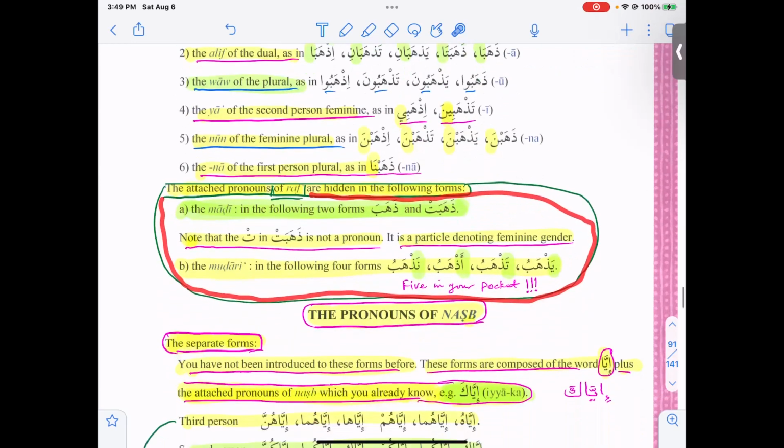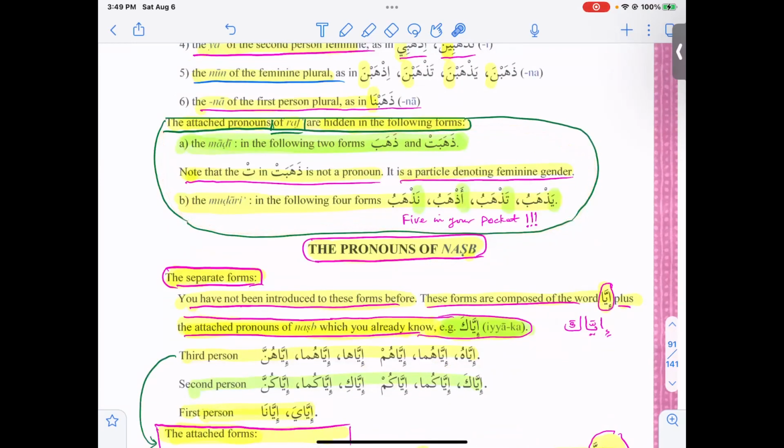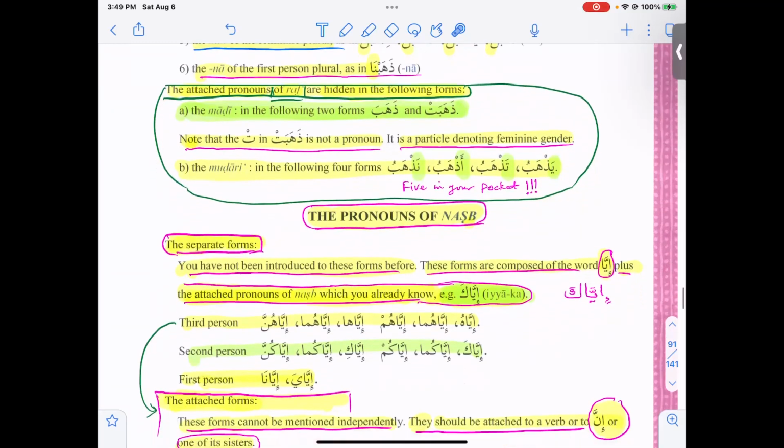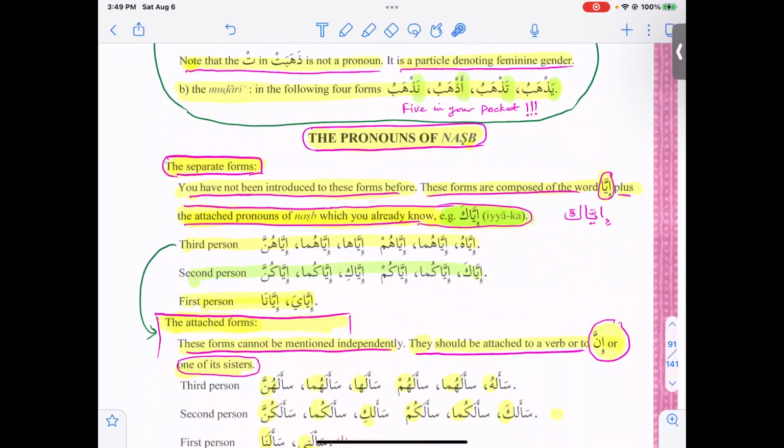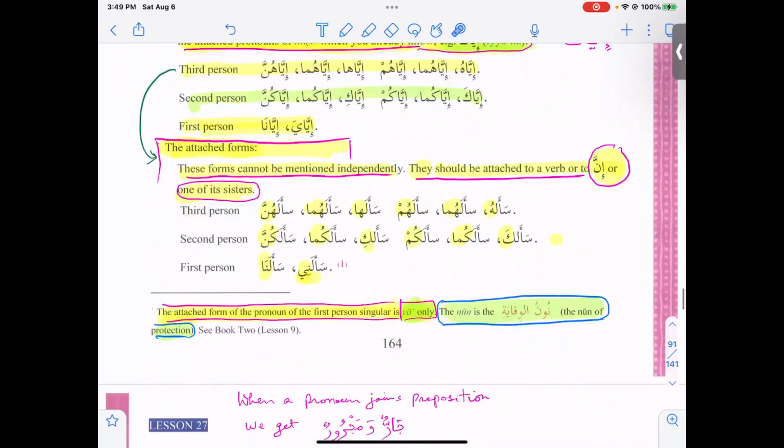Now we come here, something very interesting. Very interesting. You will love it, inshallah. See, so much to learn. So much to learn, alhamdulillah. And we will learn it.